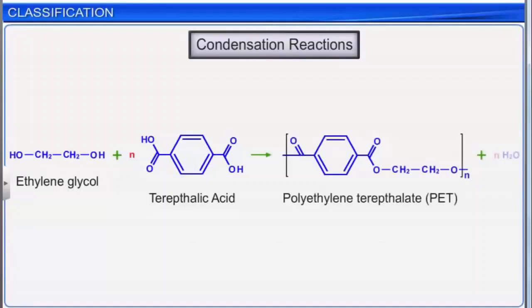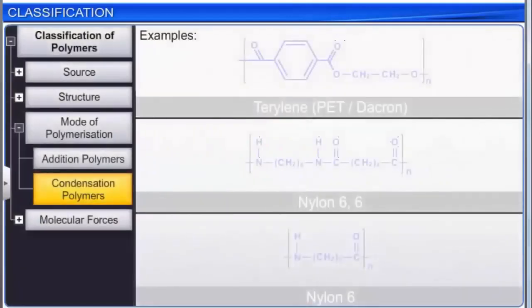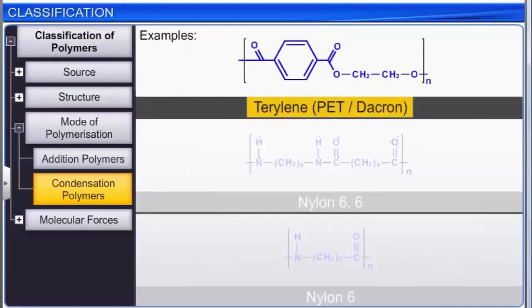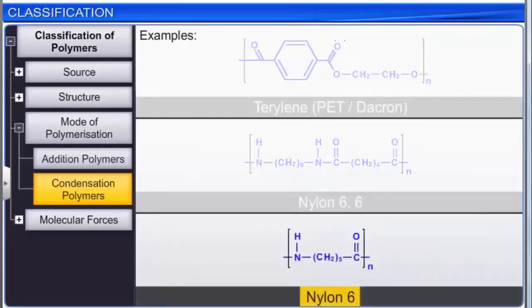Illustrated here is the condensation reaction between ethylene glycol and terephthalic acid to form polyethylene terephthalate, or PET. When two different monomers link together, a water molecule is eliminated. Important examples of condensation polymers are terylene, also known as PET, or Dacron, nylon 6, and nylon 6,6.